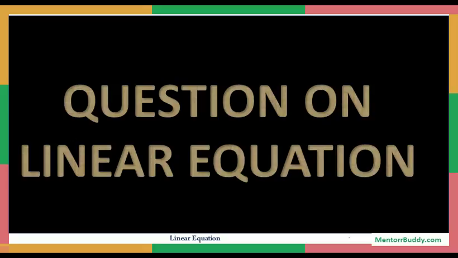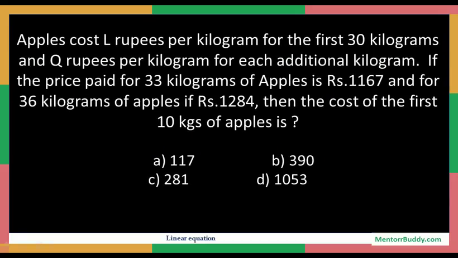Today we are going to understand another simple question based on the linear equation. Okay, coming first to the question. The question says an apple costs L rupees per kilogram for the first 30 kilograms and Q rupees per kilogram for each additional kilogram. If the price paid for 33 kgs of apple is rupees 1167 and for 36 kgs of apple is rupees 1284, what is the cost of the first 10 kgs of apple?